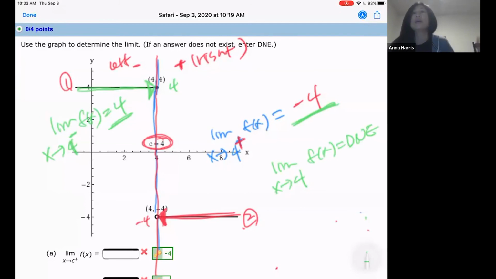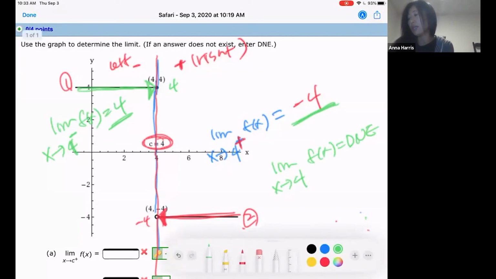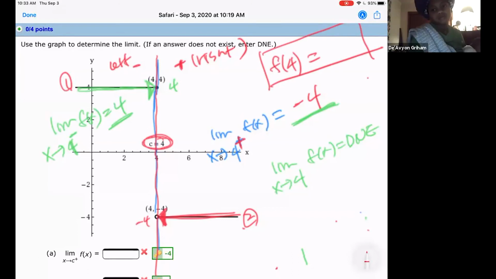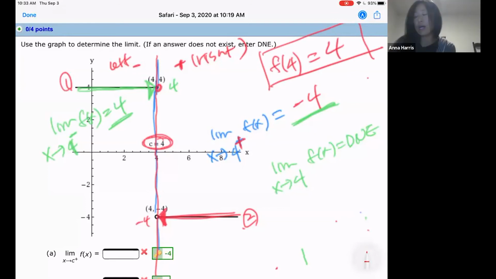Okay, since it doesn't have a limit, let me ask you one more thing. Can somebody tell me what is f of 4? What is the value at 4? What's the y value when x equals 4? Look at the graph and tell me what that equals. It's 4. That's right. Because this is what? Solid. That means the y value is included. So it's equal to 4. Not -4, right? Because -4 has what? An open circle, which means the y value is missing. But this is a very good problem too. Okay.